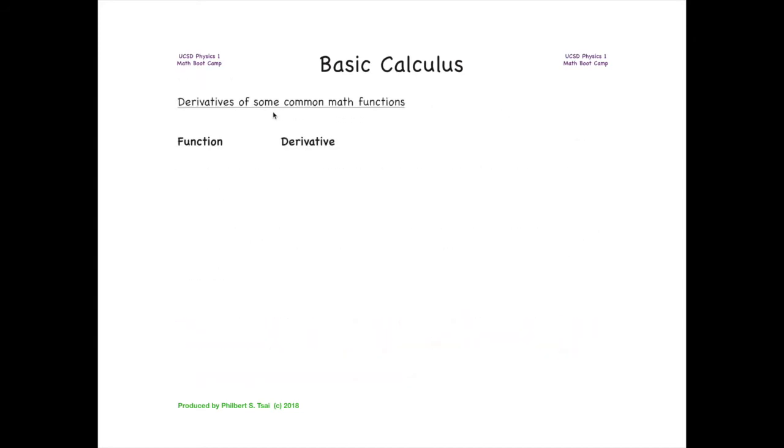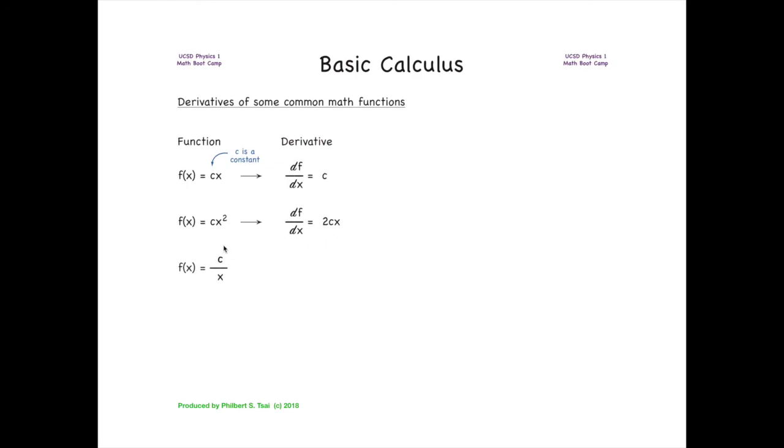Let's look at the derivatives of some common math functions. If f of x is cx, where c is just some constant value, then the derivative df dx is just that constant value. If the function is cx squared, we find the derivative by bringing the exponent down and then reducing that exponent by 1. This gives us the derivative of cx squared to be 2cx.